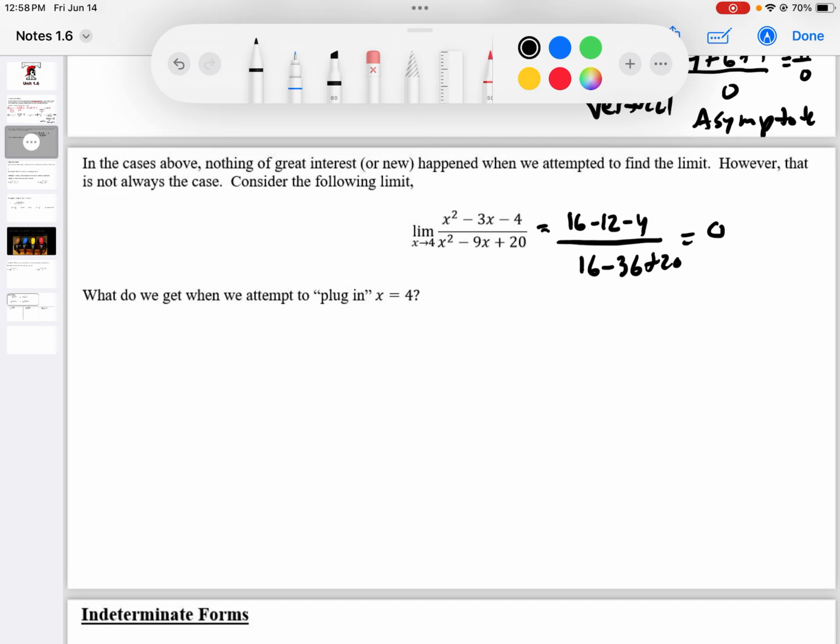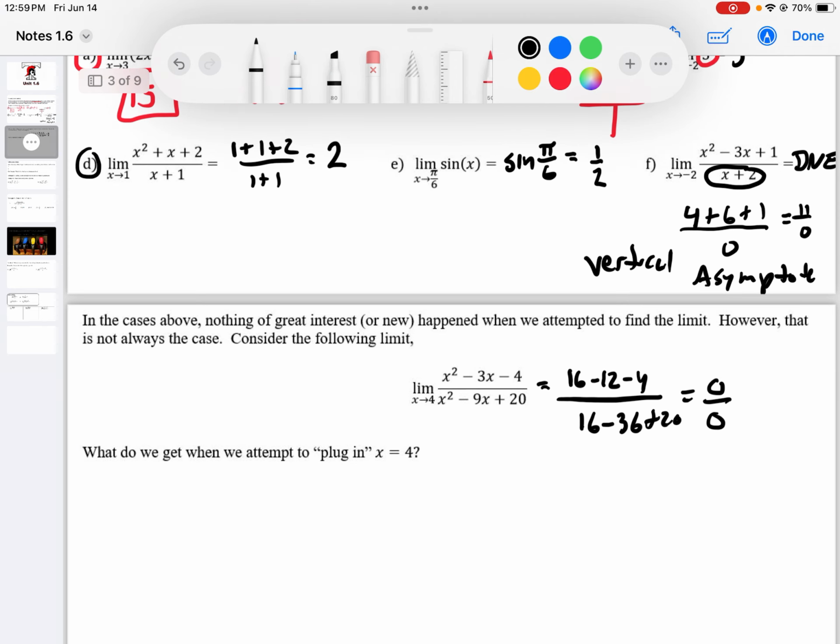And if I simplify the top, I get 0. If I simplify the bottom, I get 0. So this is different from part F. In part F, there's a vertical asymptote at negative 2. On this one, I don't know if y'all remember this, but if you get 0 over 0, that's an indeterminate form. And we might be able to manipulate this with some algebra to figure out what's going on there.